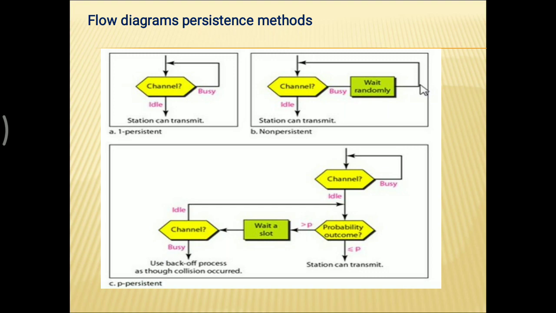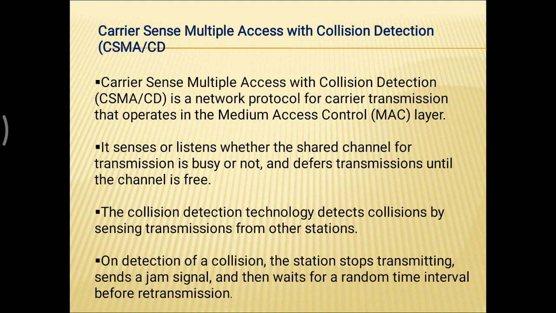Now we are going to the CSMA methods. CSMA has two methods to reduce the collision. Among them, the first method is carrier sense multiple access with collision detection. CSMA/CD is a network protocol for carrier transmission that operates in the medium access control layer. Like CSMA, it senses whether the shared channel is busy or not before transmission of data.